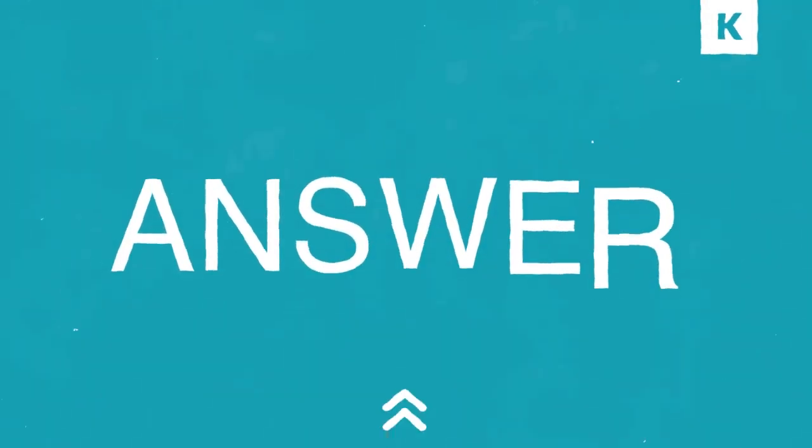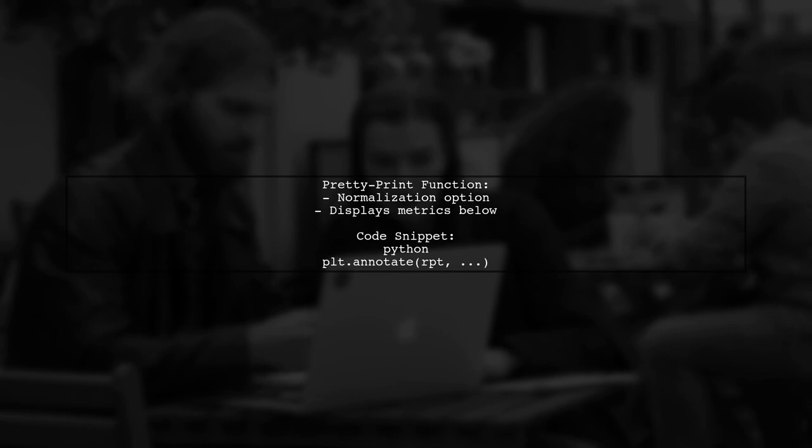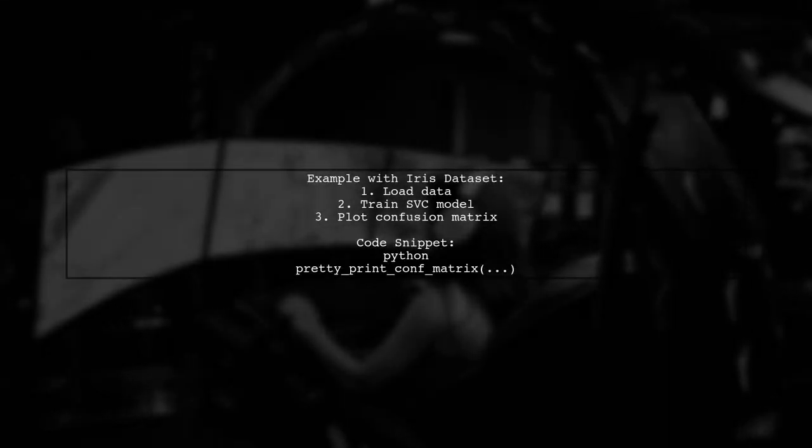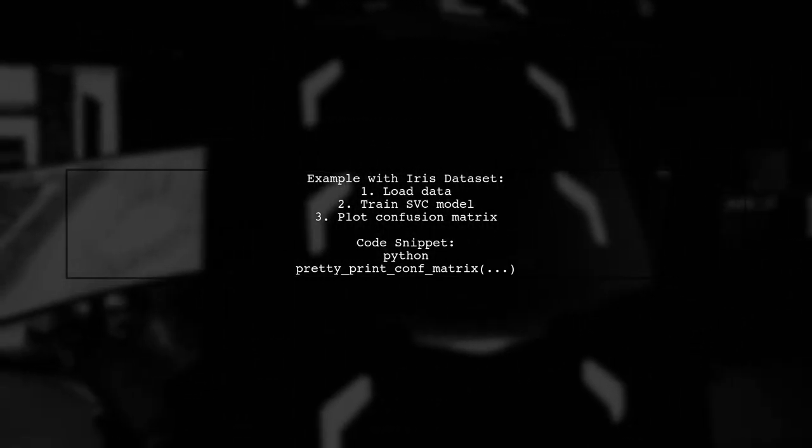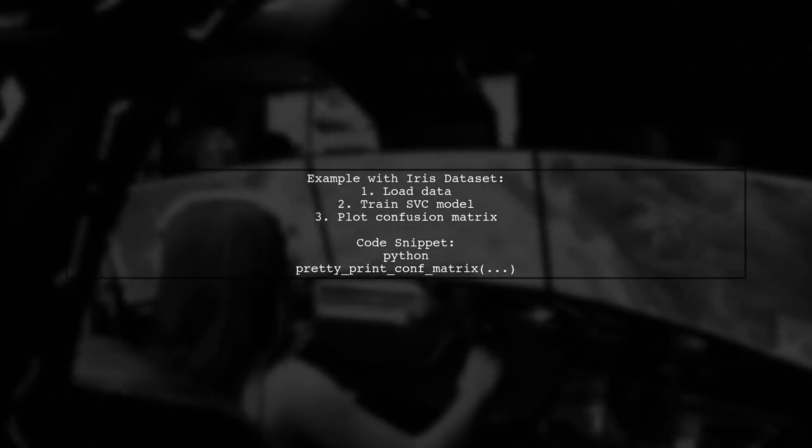Let's now look at a user-suggested answer. This user recommends using the sklearn confusion matrix function for evaluating model performance. They also created a handy prettyprint function that enhances the confusion matrix display. PrettyPrint function includes options for normalization and displays precision, recall, and F1 score metrics. It uses matplotlib for visualization. An example using the Iris dataset demonstrates how to implement the PrettyPrint function to visualize the confusion matrix.